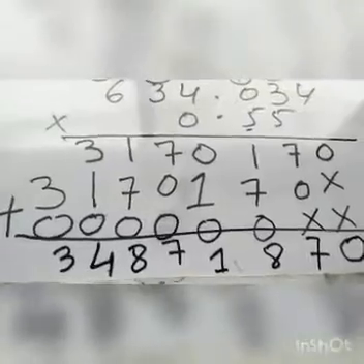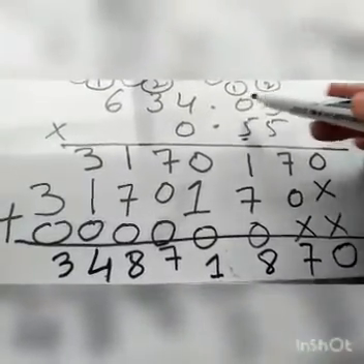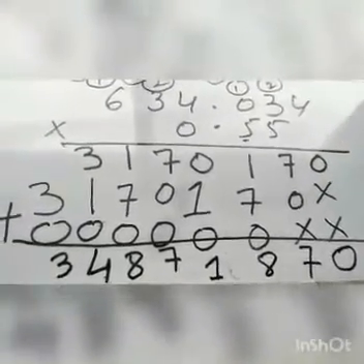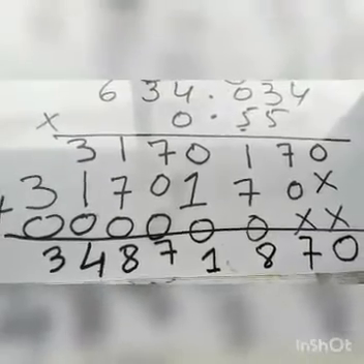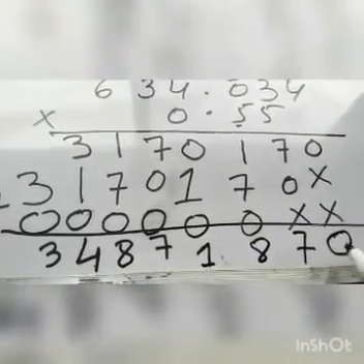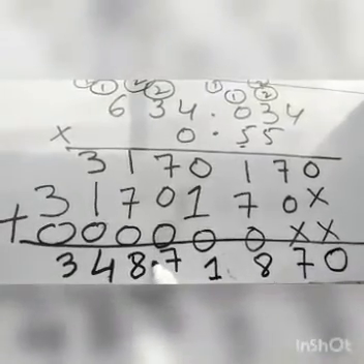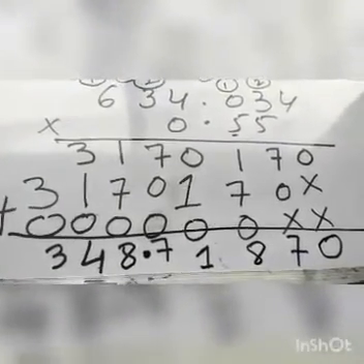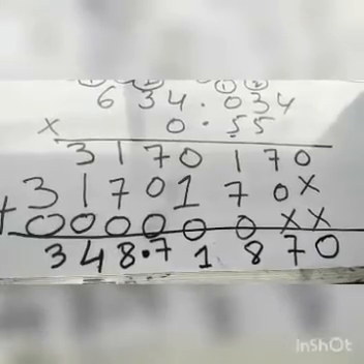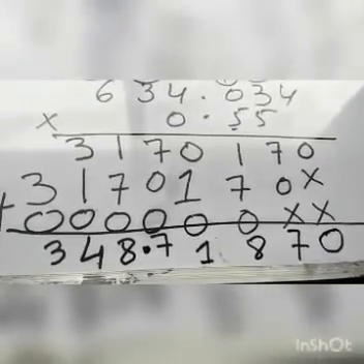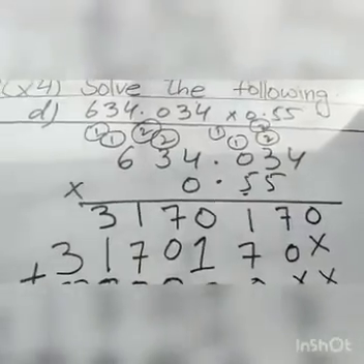Now we need to put the decimal point. 1, 2, 3, 4, 5. Okay. 5 digits behind or to the right of the decimal. Okay. 1, 2, 3, 4, 5. Okay. We can put our decimal point. The answer is 348.71870.